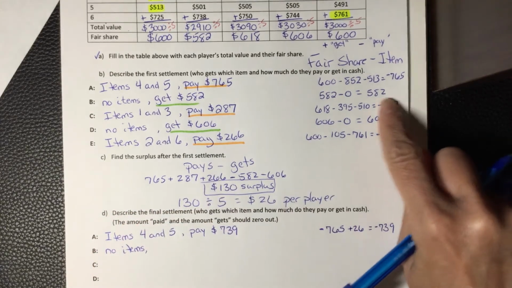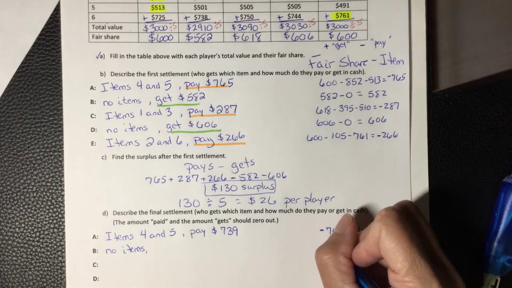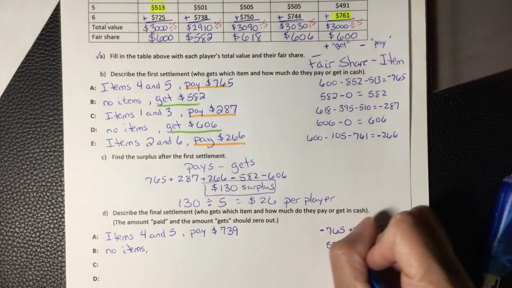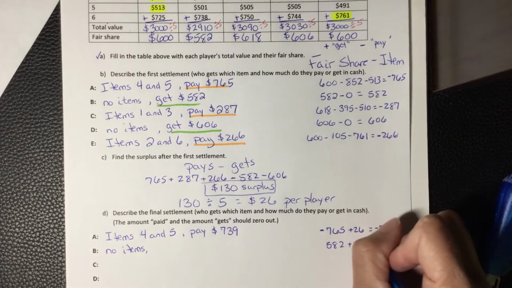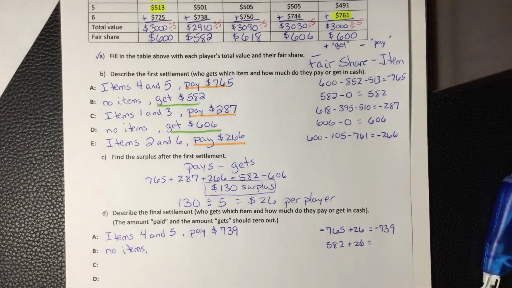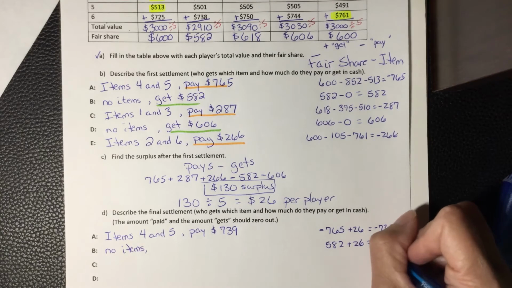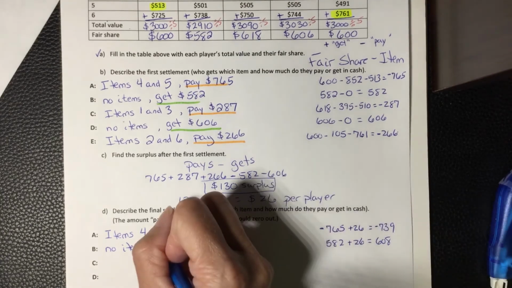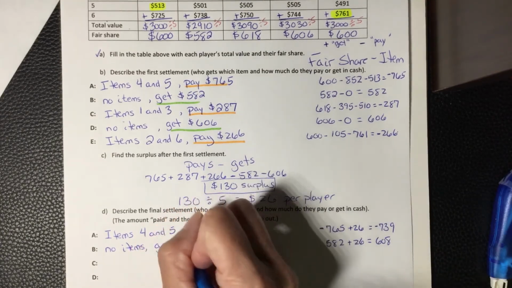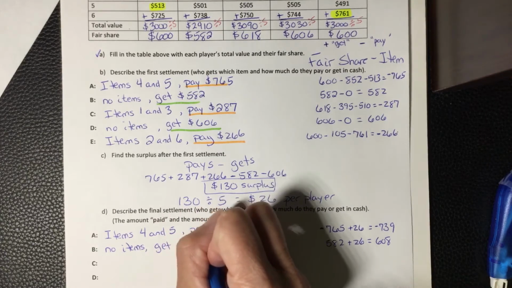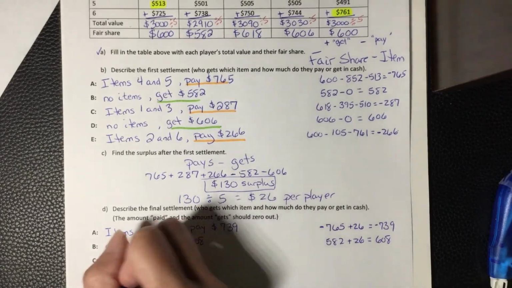I remember player B got no items. They originally were getting $582. And then we're going to do an additional $26 on top of that from the surplus. So that comes out to be $608. So they're going to get $608.